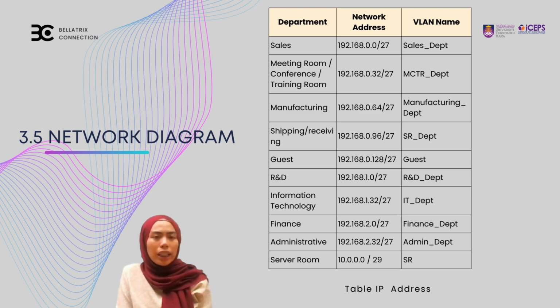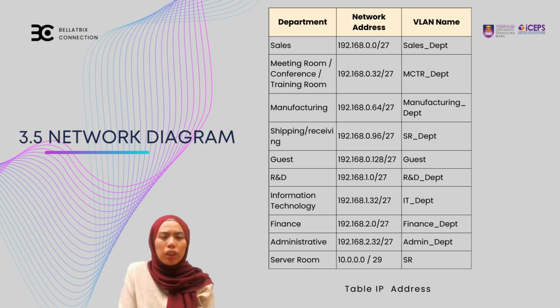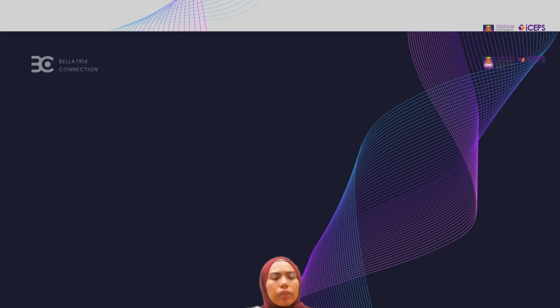The network address is the IP address range assigned to that department, and the VLAN name is the unique identifier for the virtual network of the department. This setup helps in managing network traffic effectively, improving security, and ensuring each department has its own dedicated network resource.